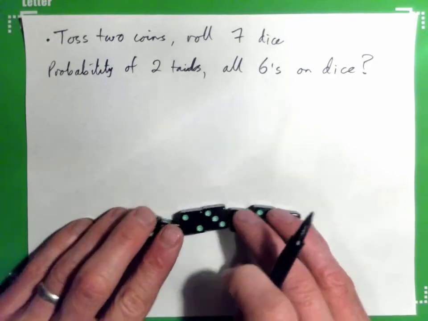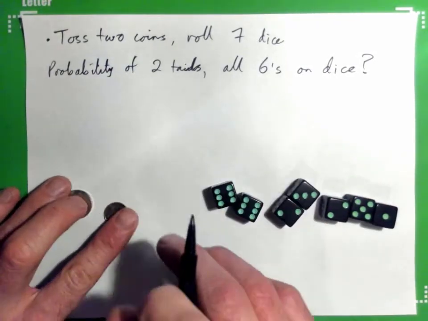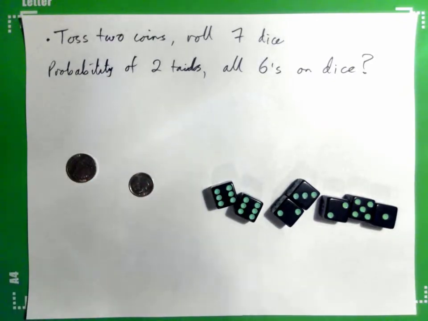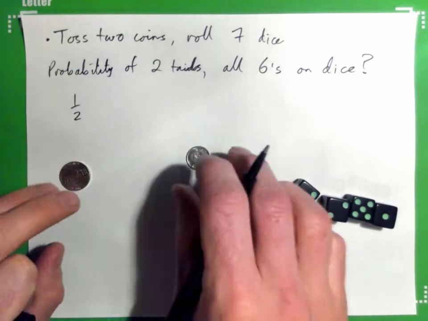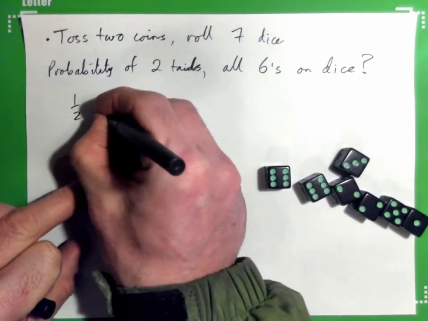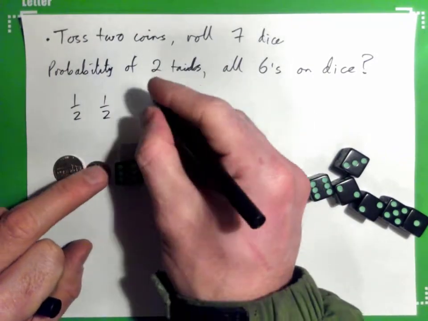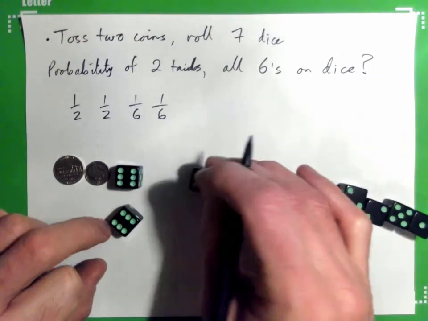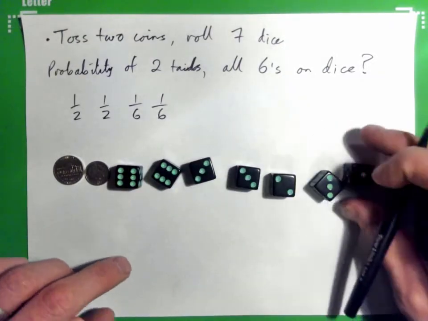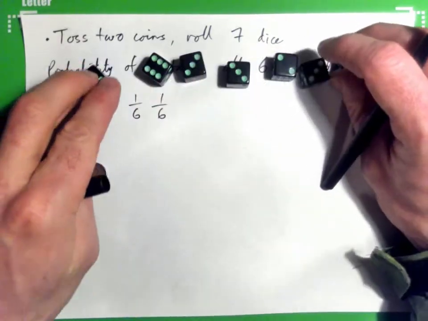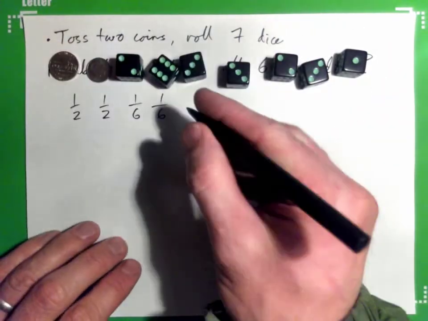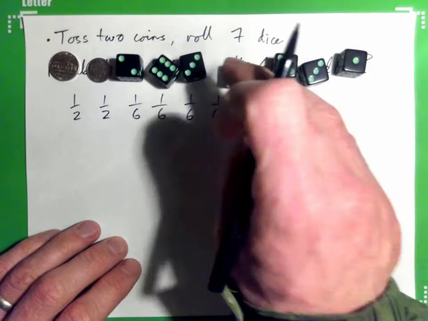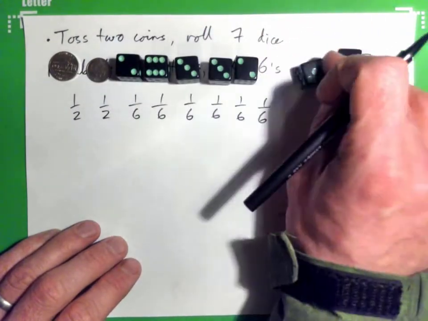Right, so the probability of getting a tail on the first coin is 1/2. On the second coin, the probability of getting a tail is 1/2. On this dice, the probability of getting a 6 is 1 out of 6. Same for this dice, 1 out of 6. Same for all 7 dice. For each dice, the probability of getting a 6 is 1 out of 6.